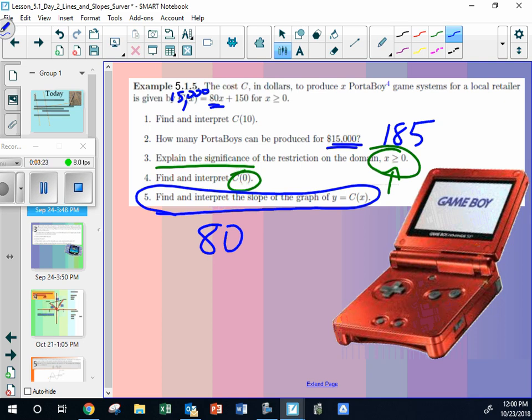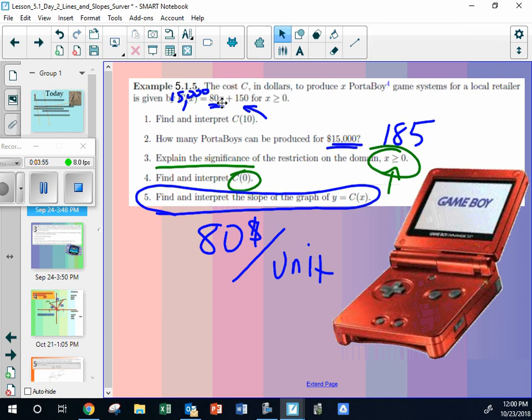A slope is a rate. Dollars per what? Yep. And that's just part of it. 80 isn't the total cost. It's $80 per unit, or per Game Boy, of variable costs. To get that there were other costs, you also have to pay the fixed costs for producing these units. All right, so anyway, just be really careful with the units involved in the problem.